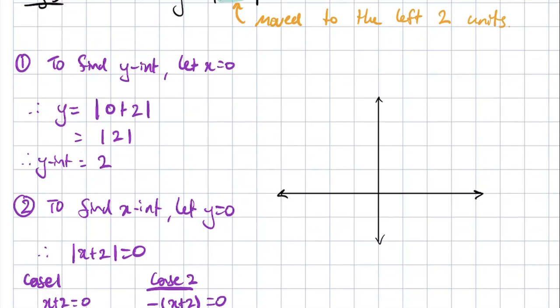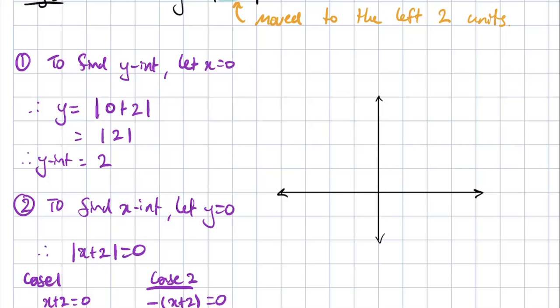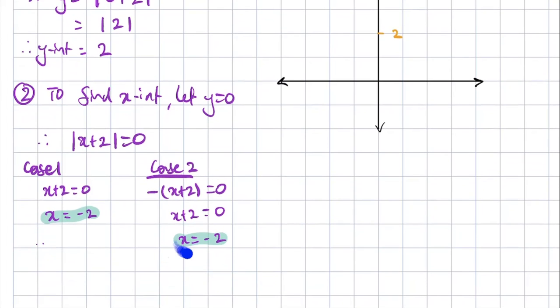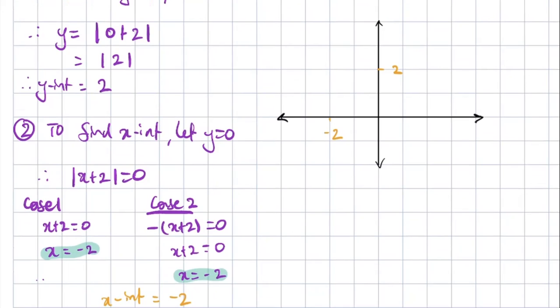So I'm just going to put in all of our values. I'm going to put in our y-intercept, which is equal to 2, so I'll come up here to 2. And I'm going to do the same thing down here with our x-intercepts. We only have one x-intercept, which is -2. So in that particular case, we have -2 occurring over here on our graph.